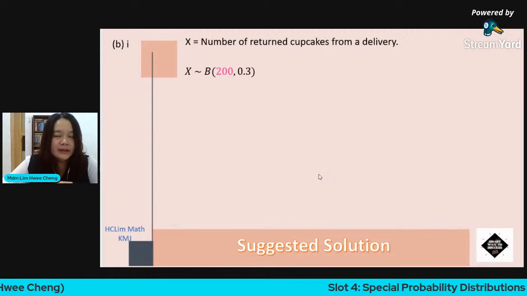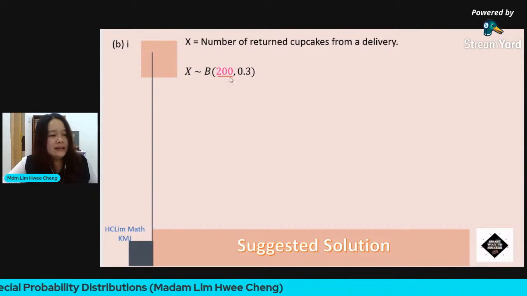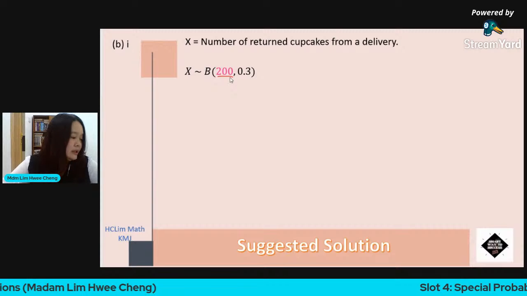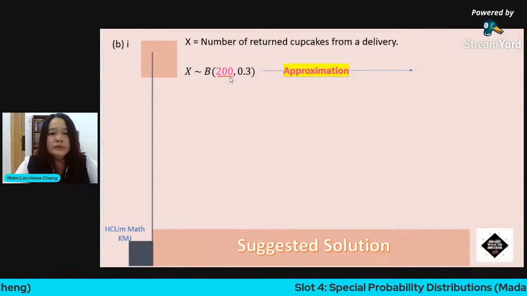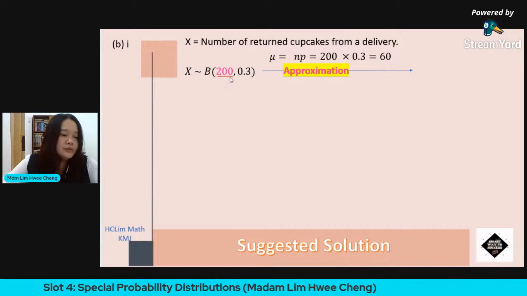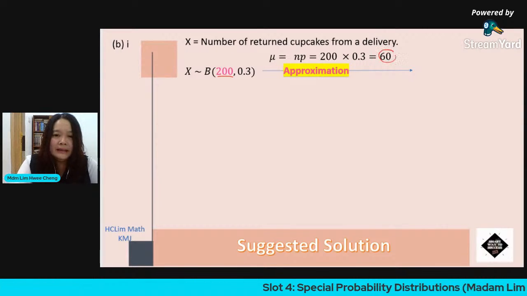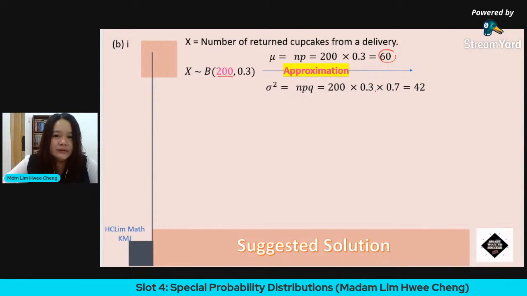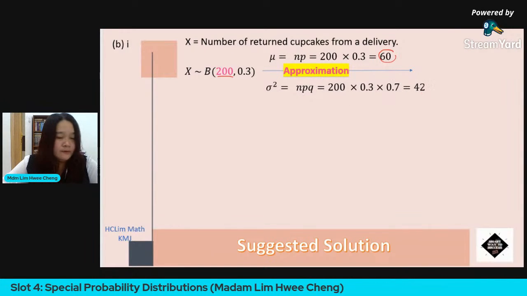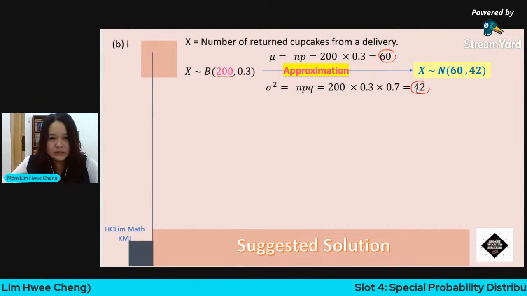Okay, we go through the second part, B, the number of return kit. Now they increase the sample to 200. This one, n is greater than 50, so we have to do the approximation. To approximate to normal, I need the parameters of mean and variance. So np is 200 times 0.3, I have the mean of 60. And the variance npq is 200 times 0.3 times 0.7, so I have 42 as my variance. This is why I approximate to the normal distribution.